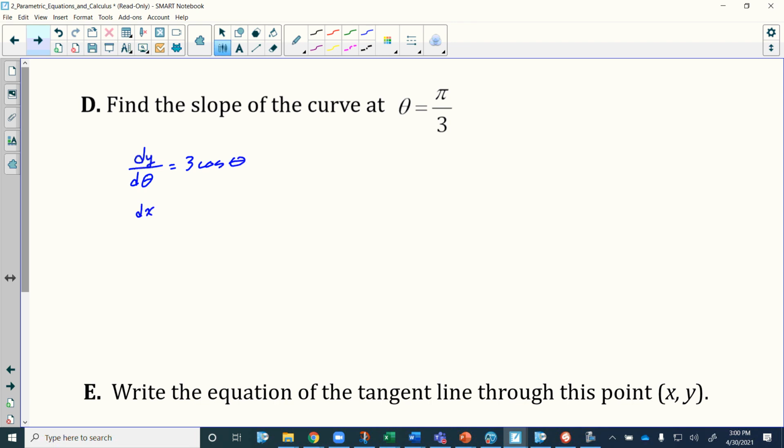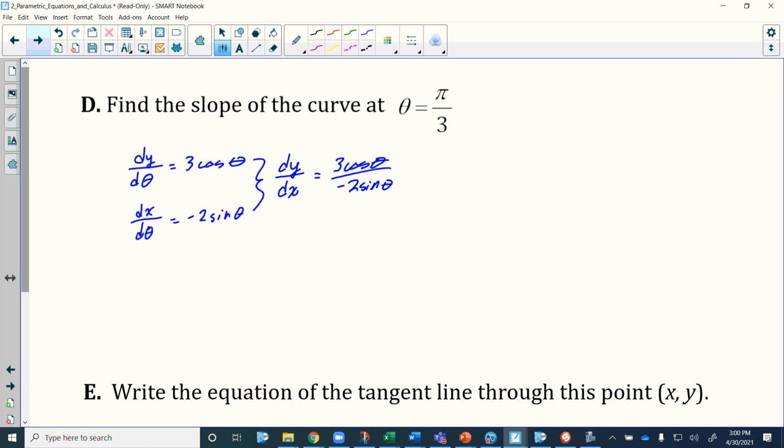And I need to do the same thing with x, the derivative of x with respect to theta. The derivative of 2 cosine theta will be negative 2 sine theta. And so what I'm going to do now is say what the derivative dy dx is, which would just be 3 cosine theta over negative 2 sine theta. And now that we have our derivative, we can find the slope of the curve at the point that's given to us. Okay, so let's go ahead and do that.